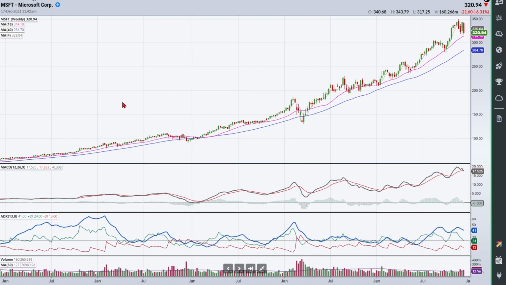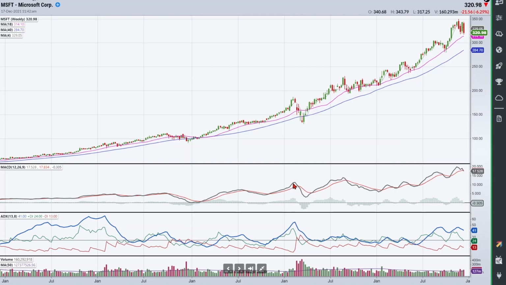And I want to start with the ADX. And the reason why I'm going to start with ADX now is because for me, when I'm going to look at what stocks I want to play, I'm using the ADX to determine that. So even more so than the MACD.